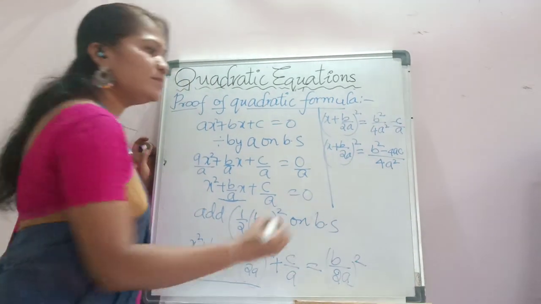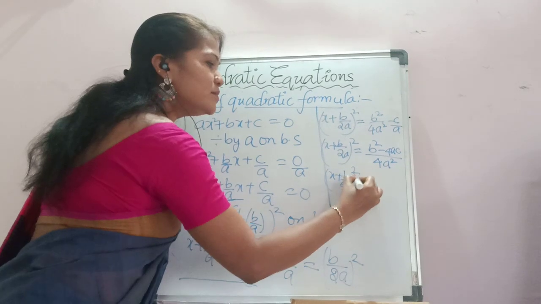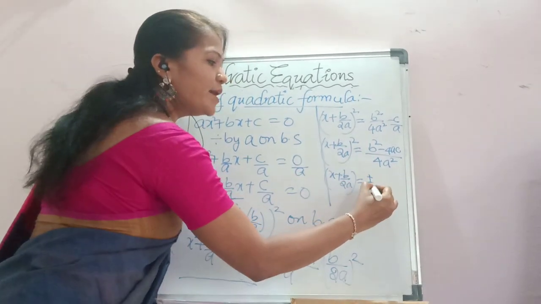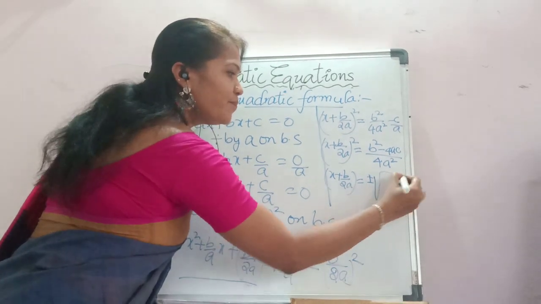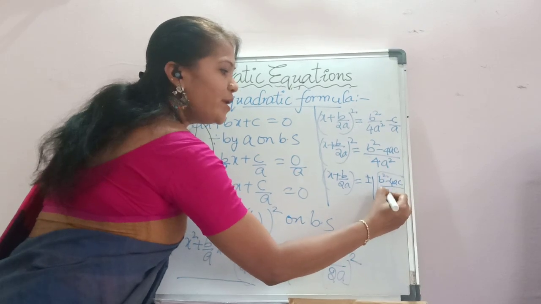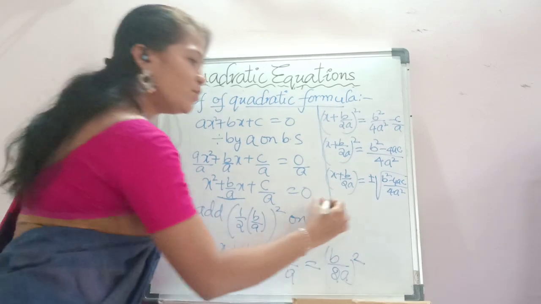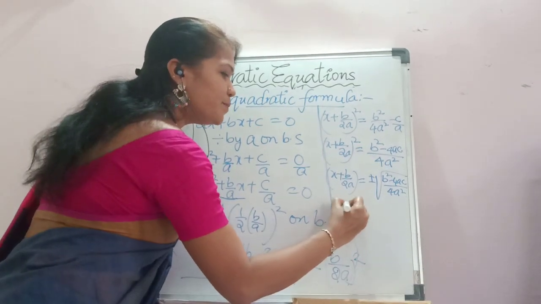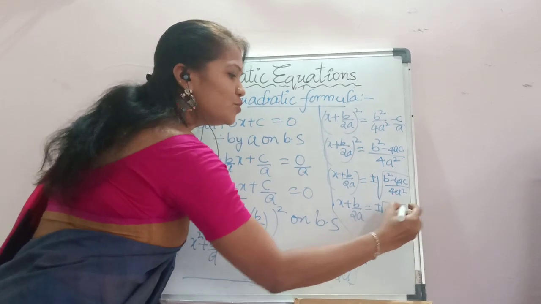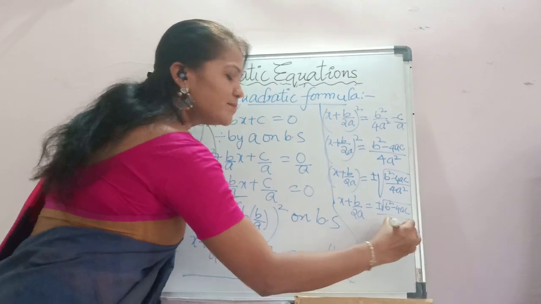4ac. Then (x plus b by 2a) whole square is equal to, sending the square to that side, I'll be getting plus or minus root over b square minus 4ac by 4a square. So take 4a square out of the square root. Then what do I get here? x plus b by 2a is equal to plus or minus root over b square minus 4ac by 2a.